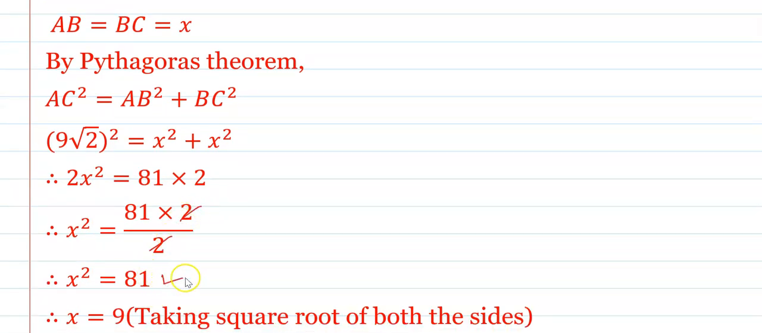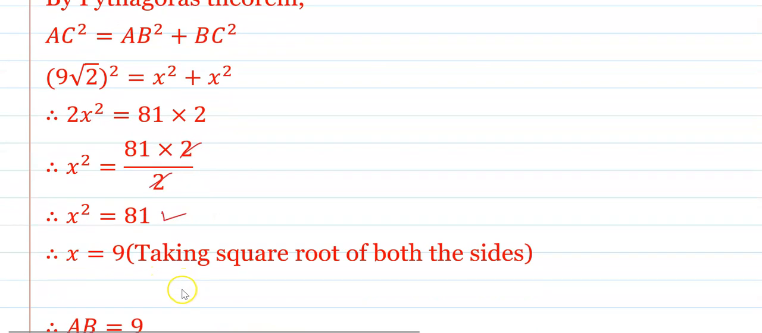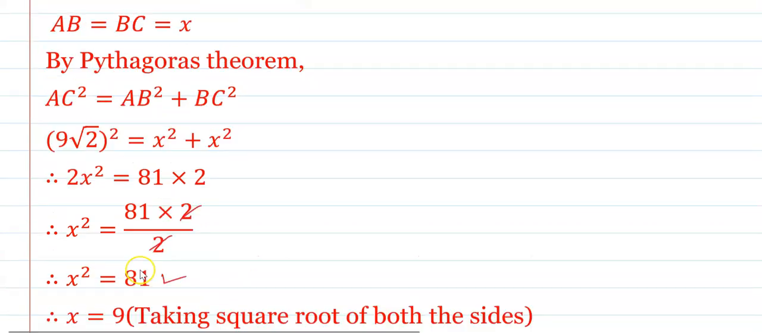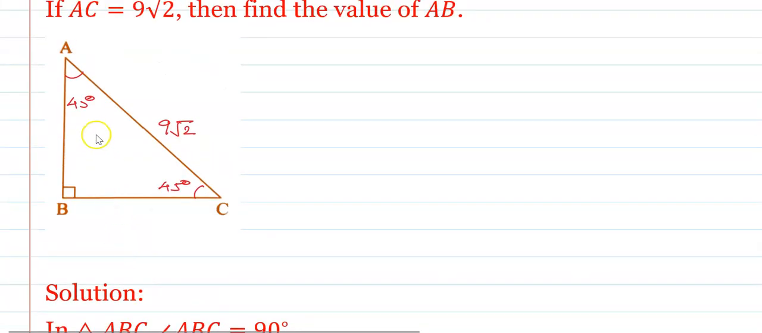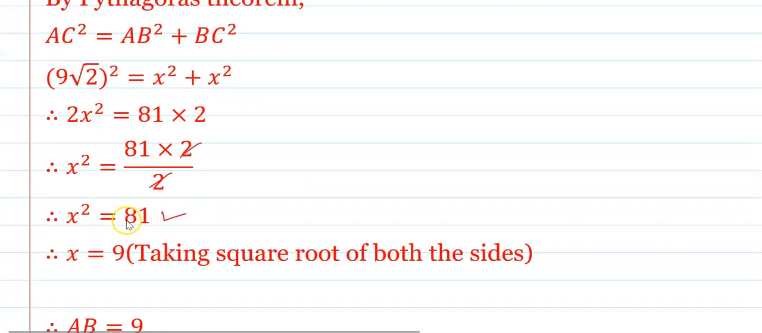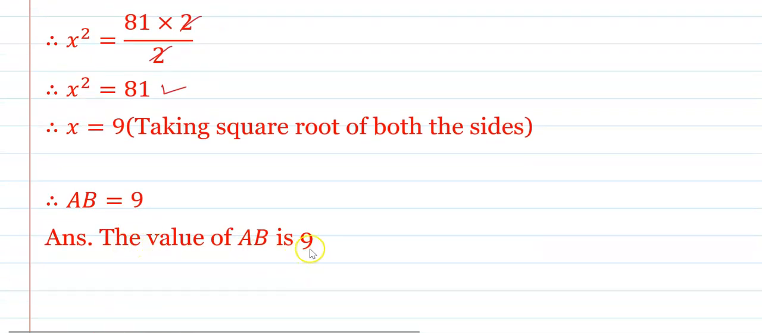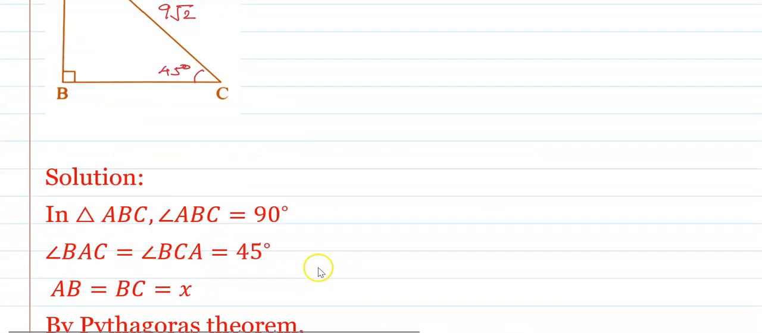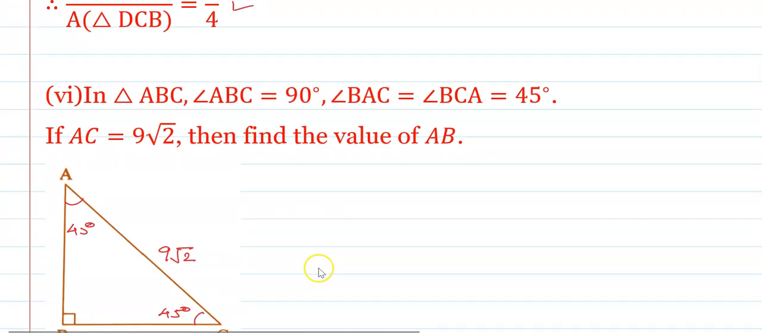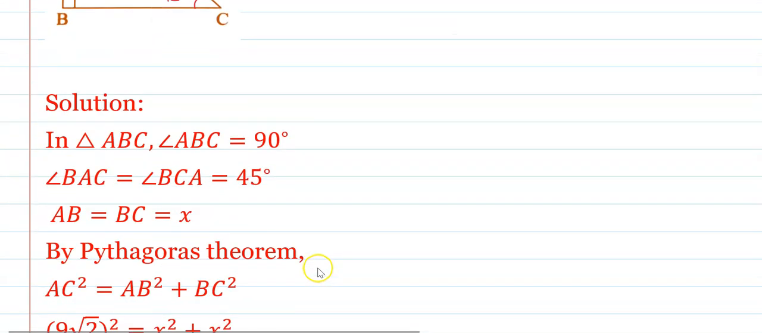You will get X square is equal to 81. Taking the square root on both sides, you will get X is equal to 9. X is the side of the right angle triangle. Therefore, AB is equal to BC is equal to 9. This is the side value of AB. Easy question.